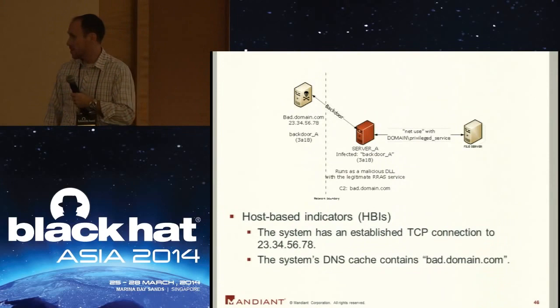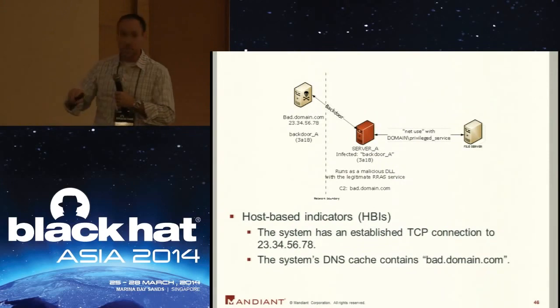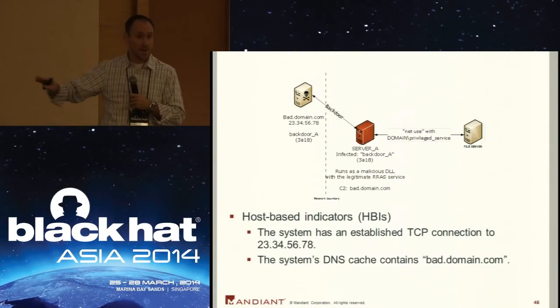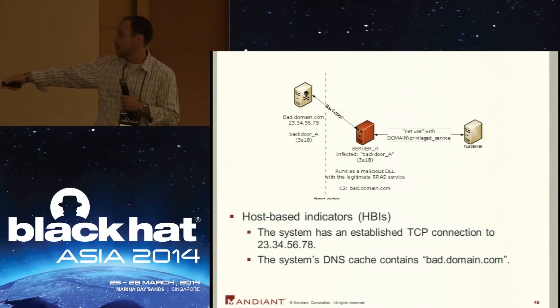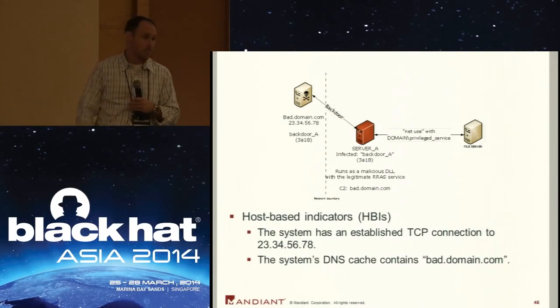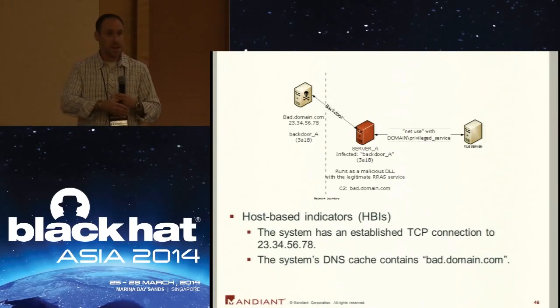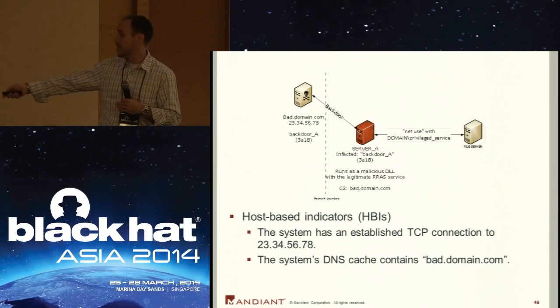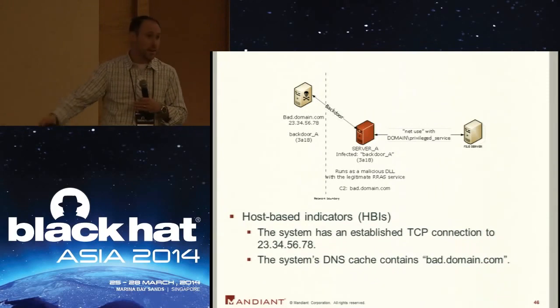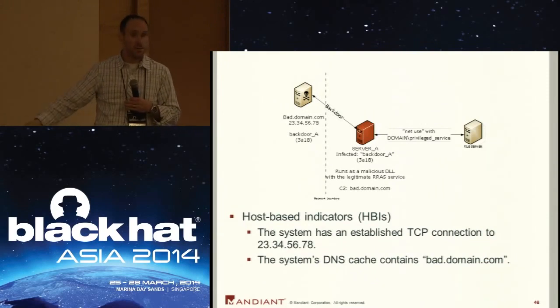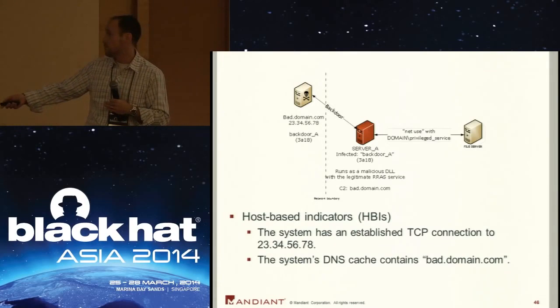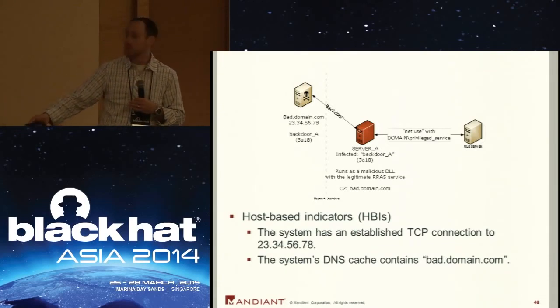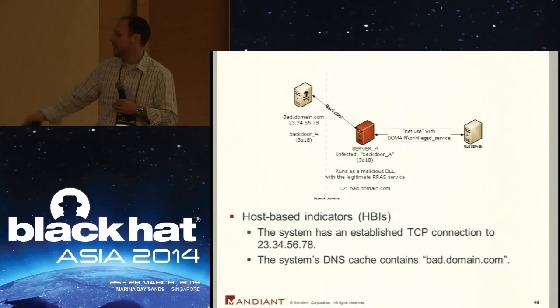Okay, host-based indicators. So some of these are very temporal, so these I wouldn't hang my hat on, but I'm starting with kind of the easy ones. If the system has an established TCP connection, it's kind of the host-based side of that network indicator of talking to C2. Or if the DNS cache contains this bad domain, you could query that from a script. You could probably do it using WMI.